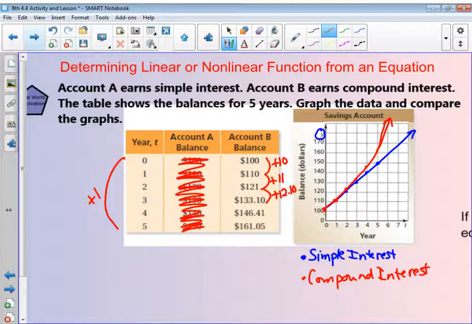Okay, so graph the data, compare the graphs. In our graphs, we notice that our simple interest is showing linear, a perfect line, and our compound interest was showing us a nonlinear or a curved line in that scenario. So key things out of this lesson, when looking at a set of data points like your X's and your Y's, as long as you have a constant change in both your X's as well as your Y's, then that would be a linear pattern. As soon as there's a change in one of your Y's or your X's, then that is going to be considered nonlinear or not showing you a straight line.